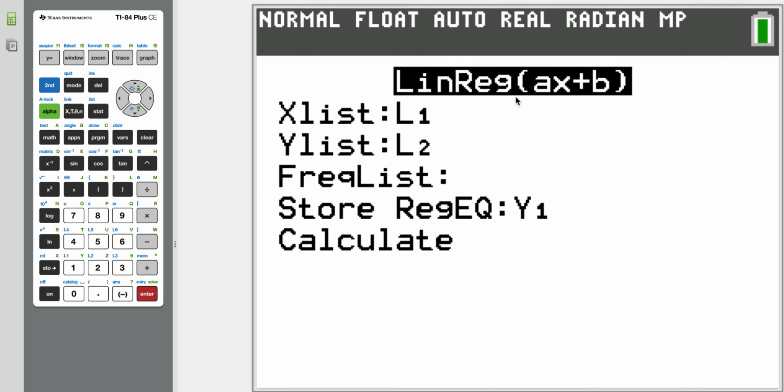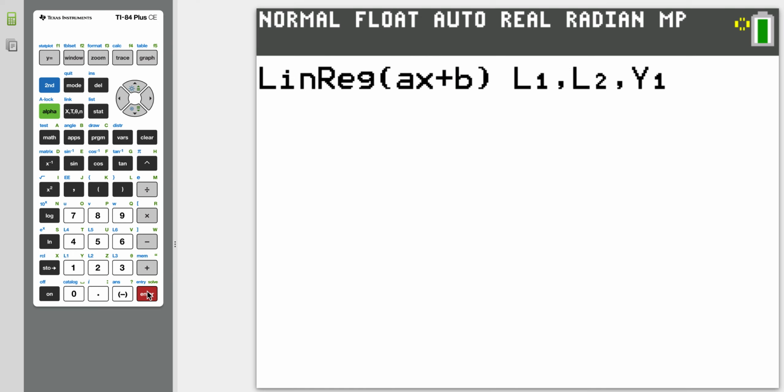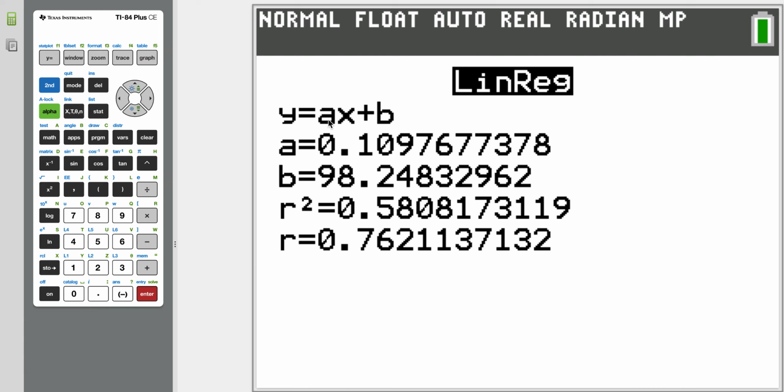So now it's going to do a linear regression on L1 comma L2. It's going to store the equation into y1, and then all you got to do now is say, hey, calculate it for me. Okay, so y equals ax plus b. I'm not sure why they didn't use m there, but they didn't. So this is your slope, the slope of like 0.11, and then a y-intercept of like 98, and then an r-squared value of 0.58. So it's moderately related.